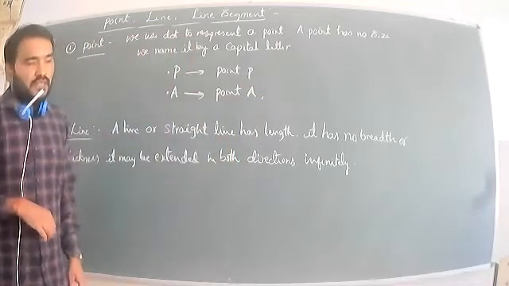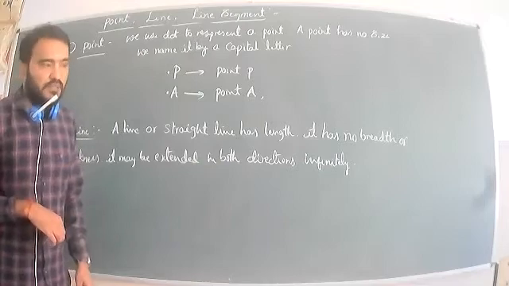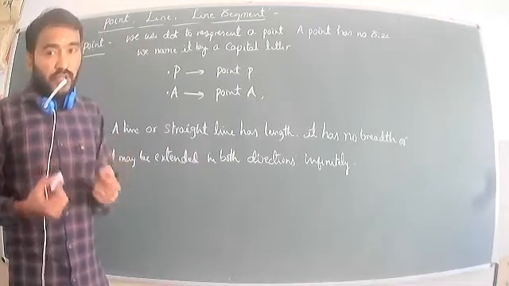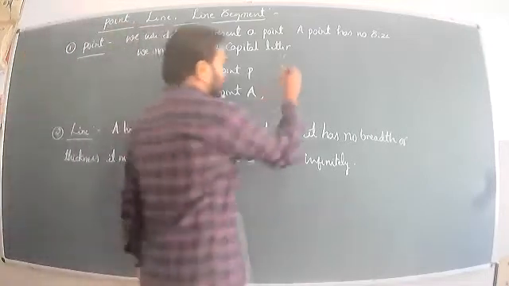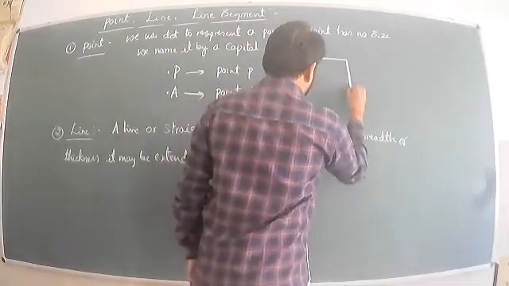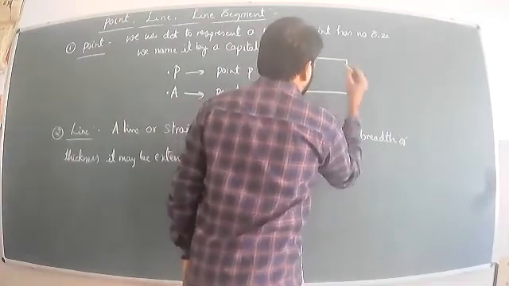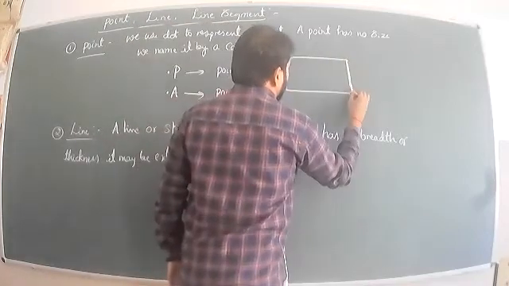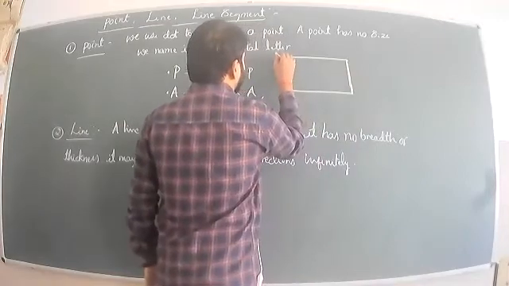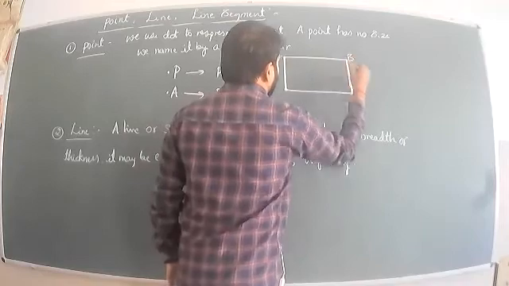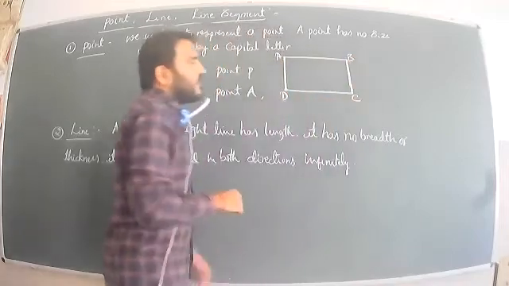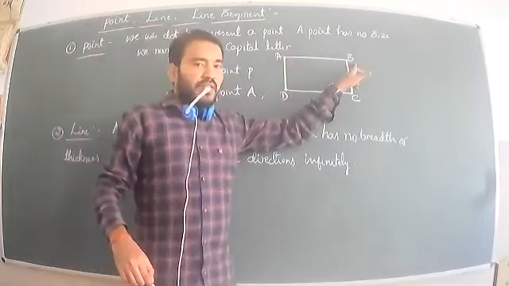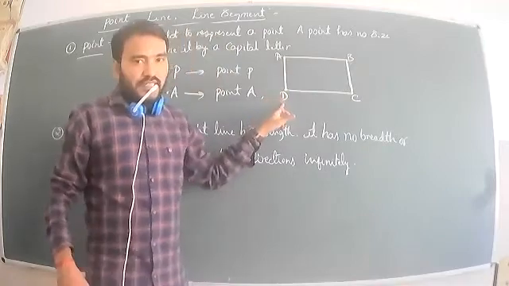Guruji, how are points represented in the given shapes, like the rectangle and triangle? We can find the vertices using points. To represent corners, we use dots. Look at this rectangle: 1, 2, 3, 4. We can use A, B, C, D. We can easily identify the corners. So point A, point B, point C, point D.